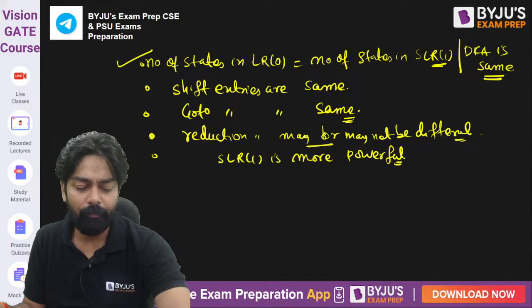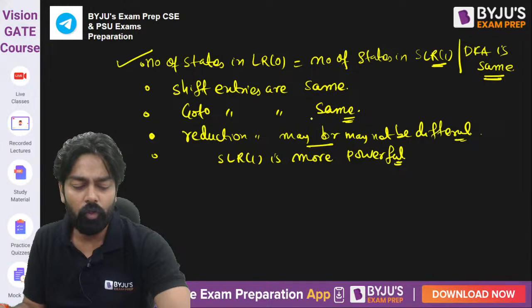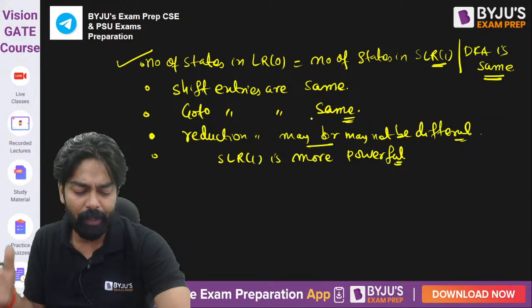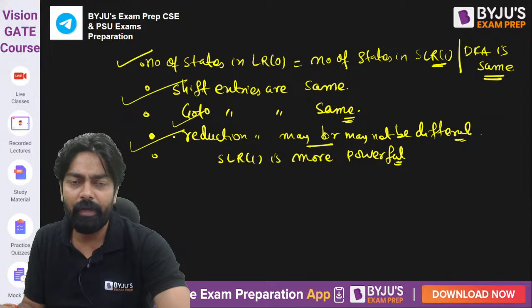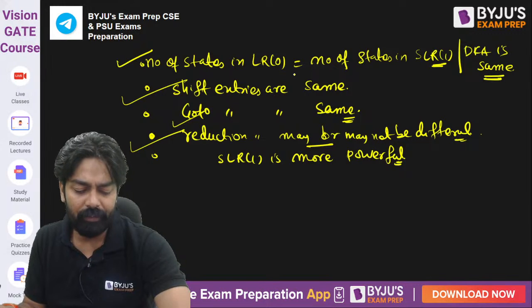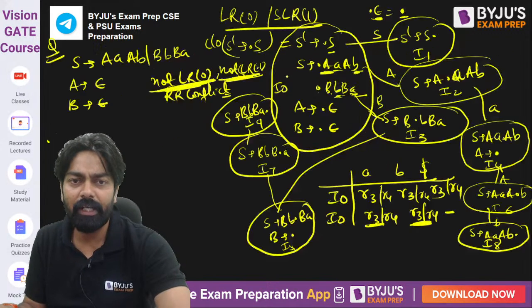Shift entries are the same. Reduction entries may be different. Goto is also the same. The goto part only contains numbers, my dear friend. Fine. So goto entries are also the same. Shift entries are also the same. Only reduction entries will be different. Fine. The number of states will also be the same because you are making the DFA.